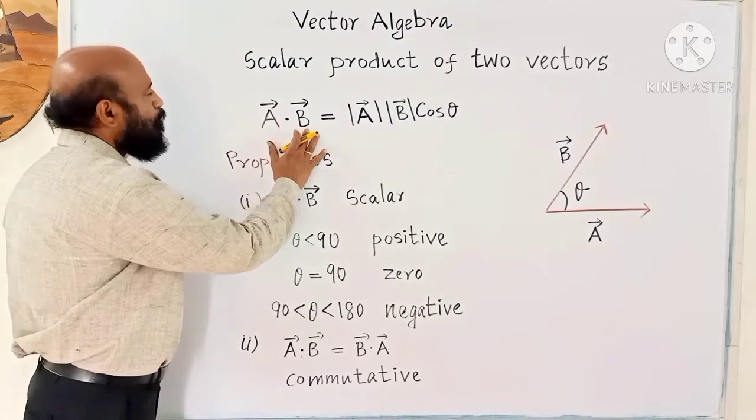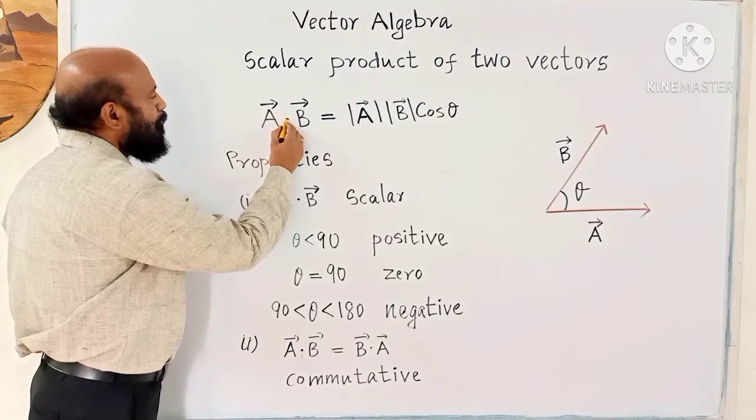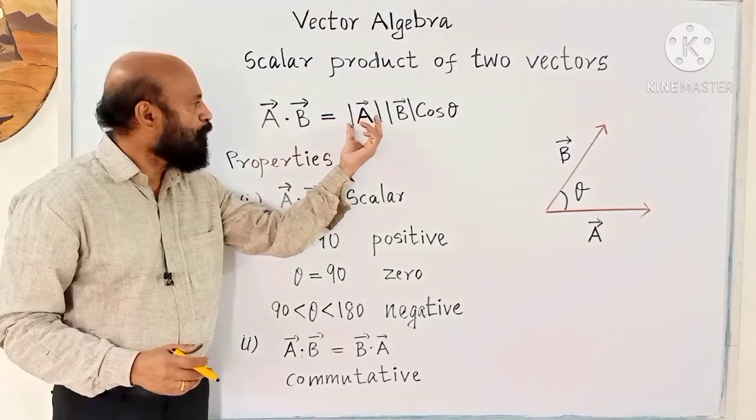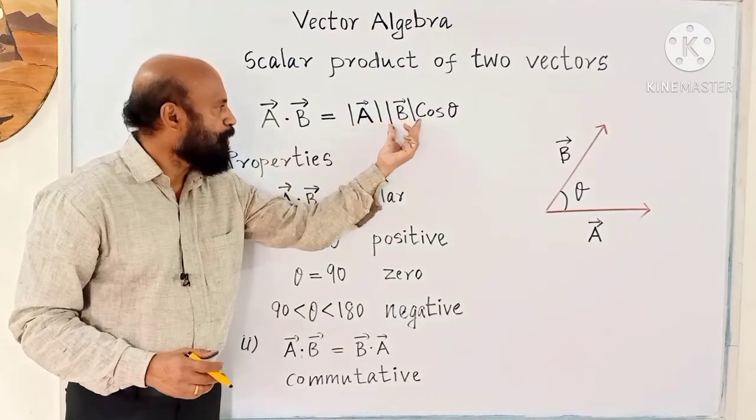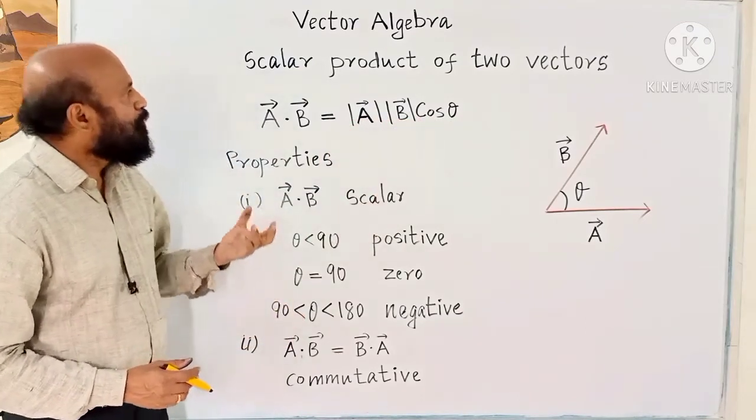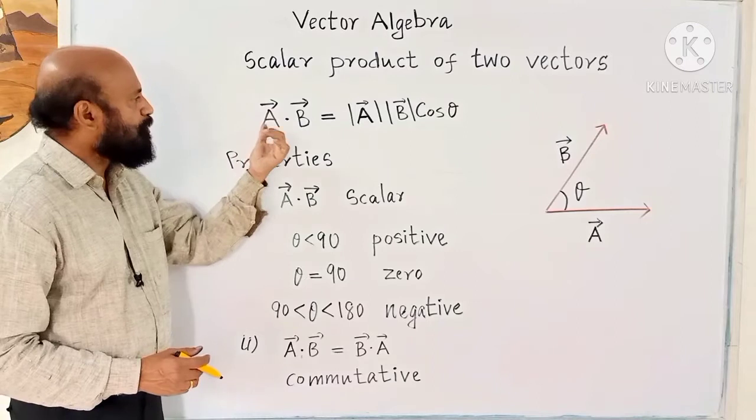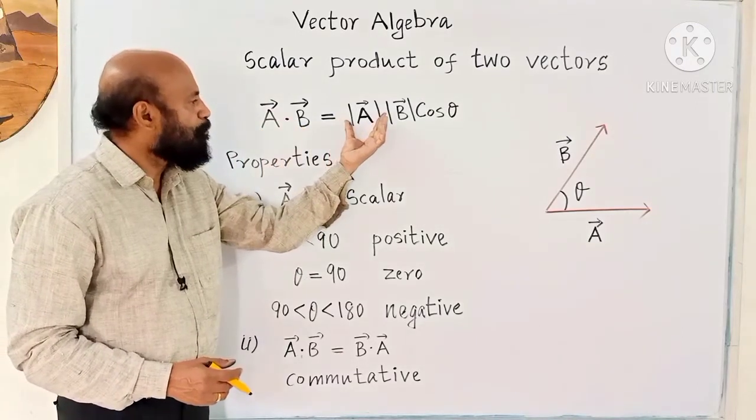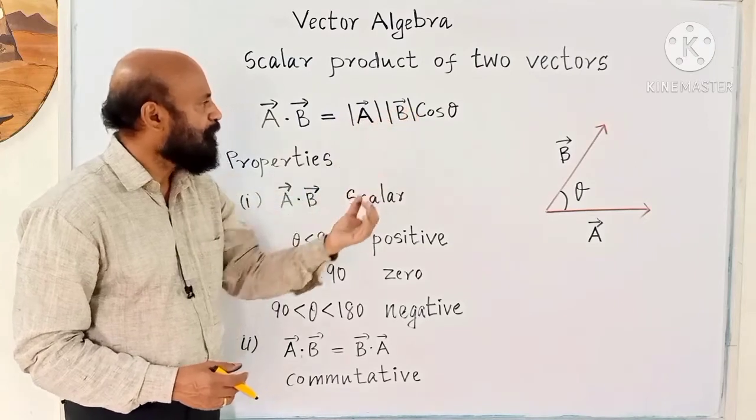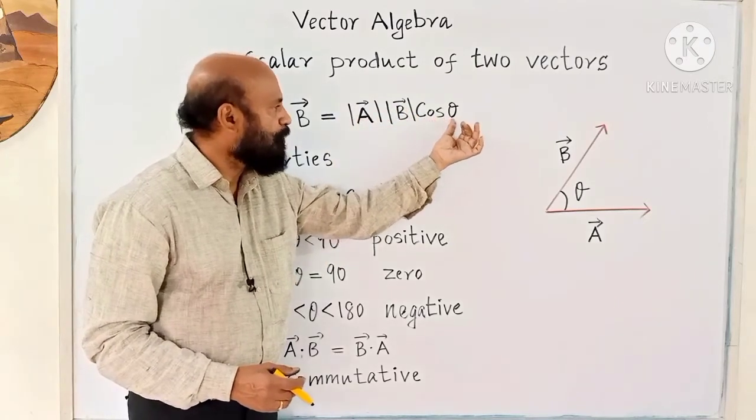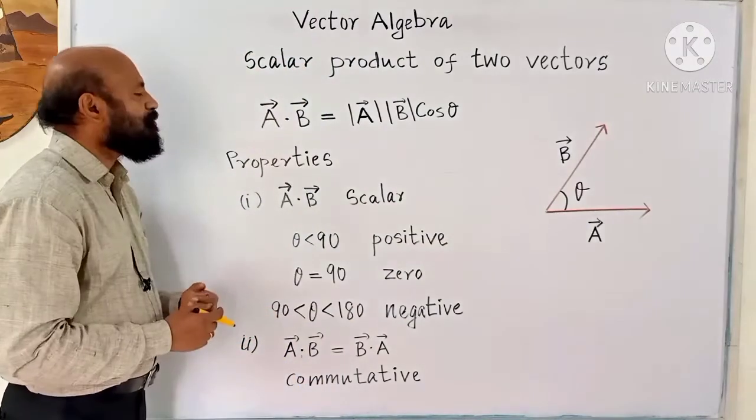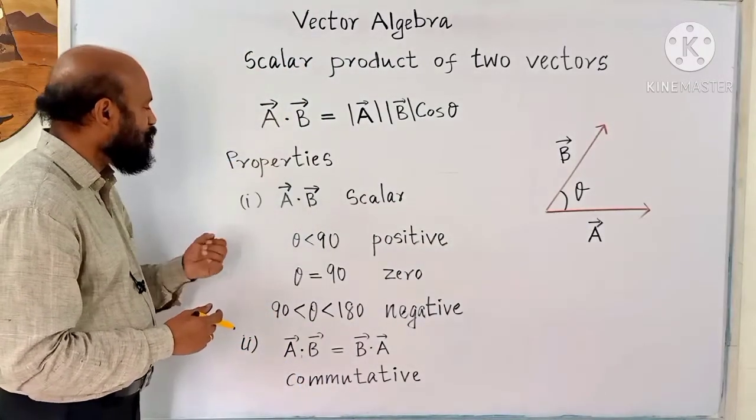A vector dot B vector, it is represented by dot. A vector dot B vector is modulus of A, modulus of B, then cos theta. So the scalar product of two vectors is defined as the product of the magnitude of the two vectors and the cosine of the angle between the vectors. Then let us see its properties.